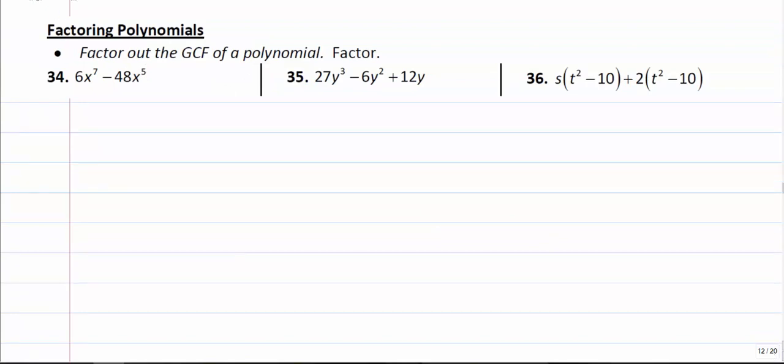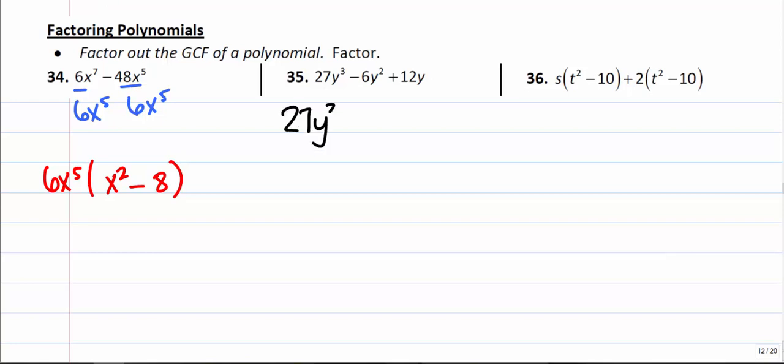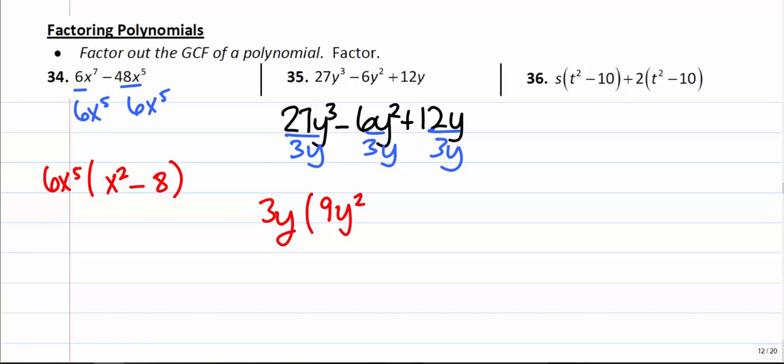All right, definitely make sure you can do GCF factoring. Like here, you know 6 goes into both of those, but you got to take the smaller exponent. And so here you're going to be able to factor out 6x to the 5th, which leaves you with x squared minus 8. Same thing here, 27y cubed minus 6y squared plus 12y. It looks like to me everything is divisible by 3. And y, because I got to take the smallest.